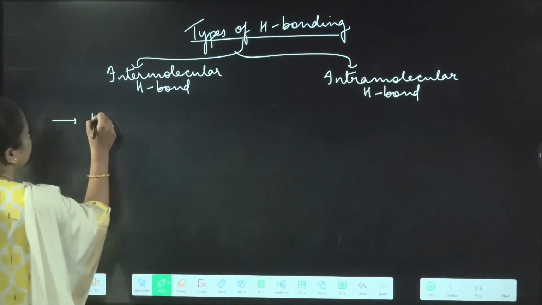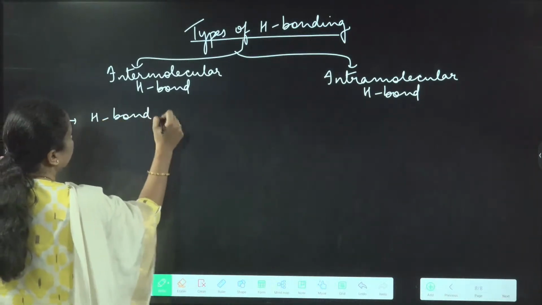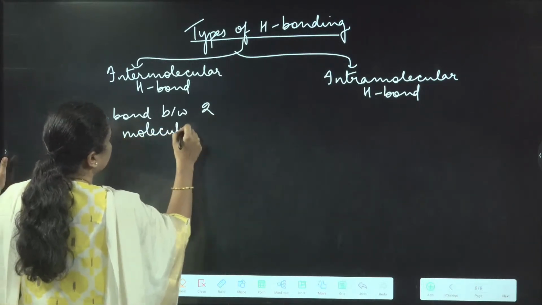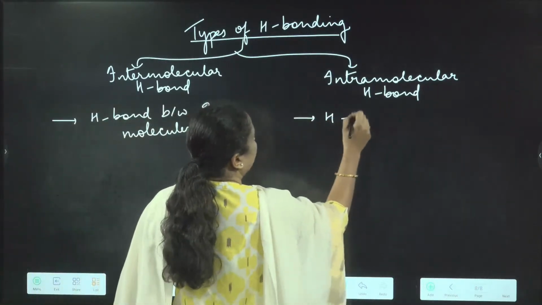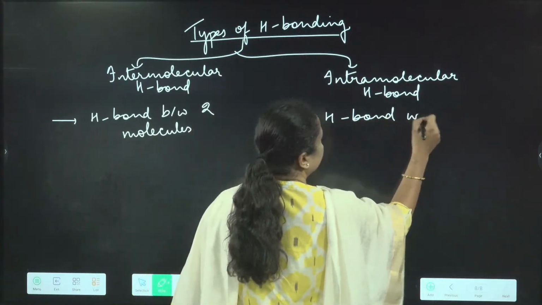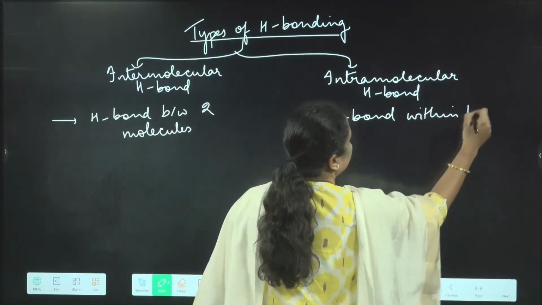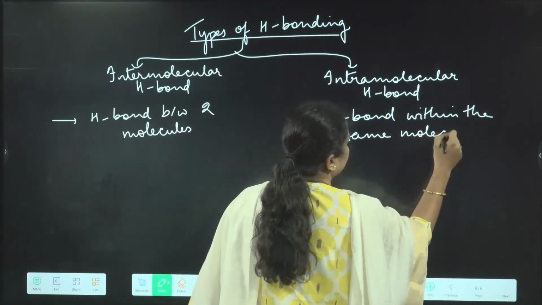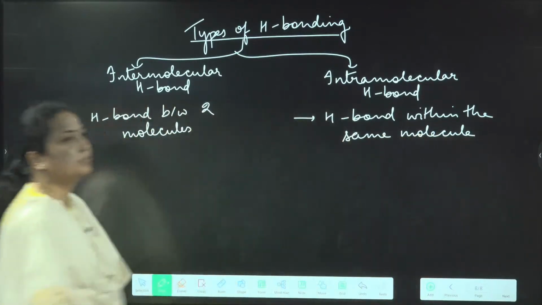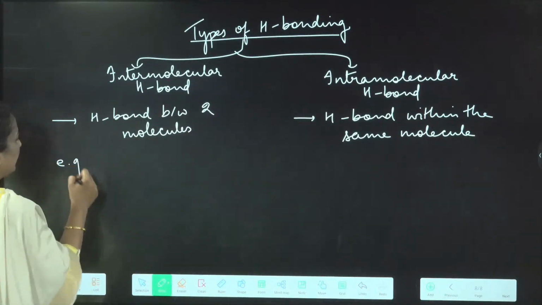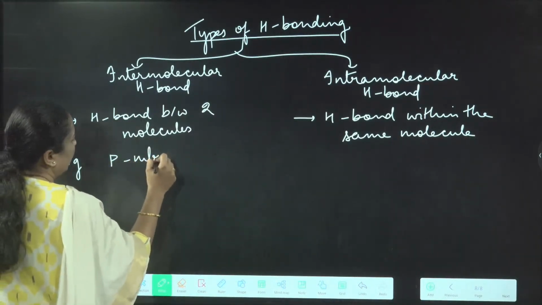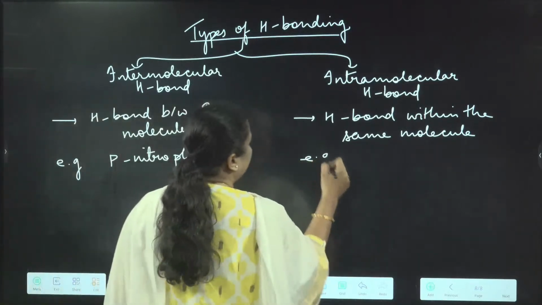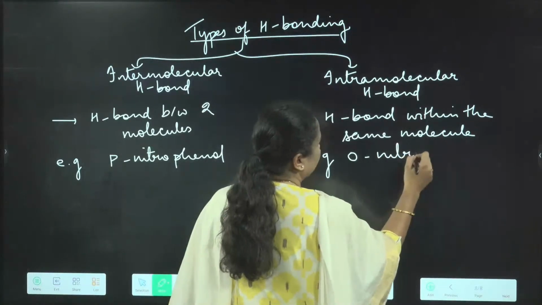So here, hydrogen bond between two molecules, and here, hydrogen bond within the same molecule, right? For example, we can take para-nitrophenol, and here we can have ortho-nitrophenol.